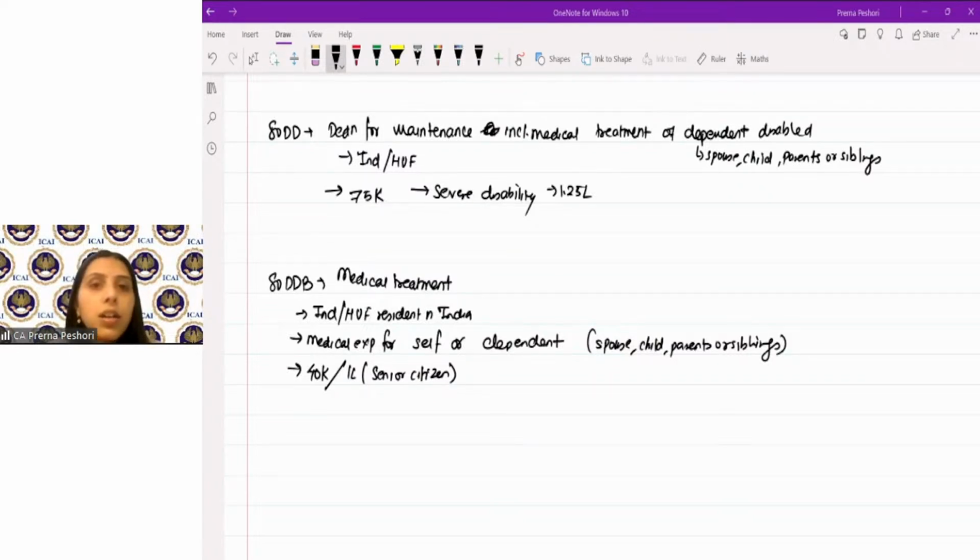ATD overall will be limited to 25,000, even in case of an individual or even in case of the HUF. That is very clear. Are we clear? Whether ATD is available to NR? Yes, it is available. ATD provides that in case of an individual, the deduction is allowed to the individual, whether R or NR. It doesn't say that the individual should be a resident individual.